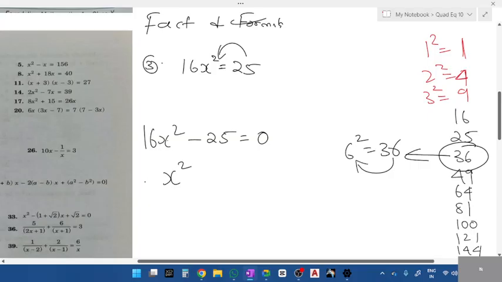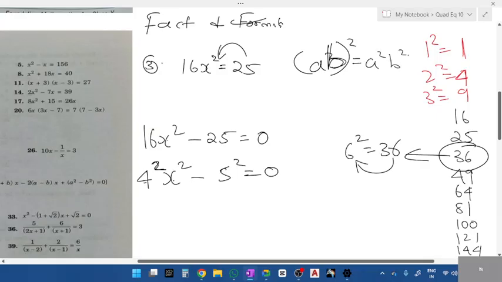Now 16 is given. What should I write 16 as? 4 square minus what? 25? 5 square. Here 4 and x square is common. Remember this rule. What's the answer for (AB) the whole square? A square B square. So if square is common, can we write it together? Yeah, that is what we have to do here. You have to write 4x together outside.